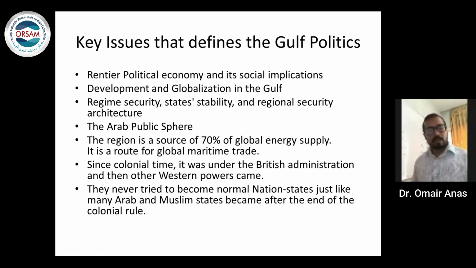So the British authorities and these kings and emirs thought that if they have so much money, they should distribute these rents among the people, who are mostly tribal members. And if they distribute this income to the people of their countries, in exchange they can ask them for support.